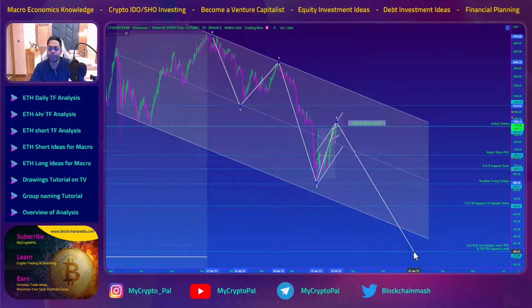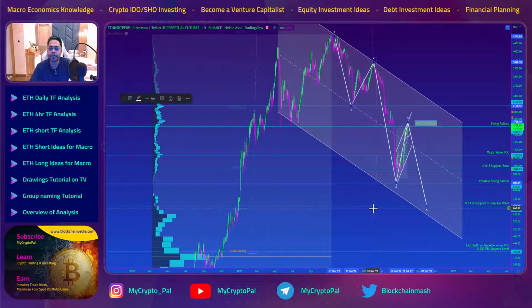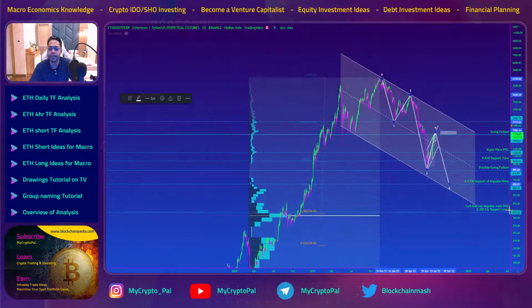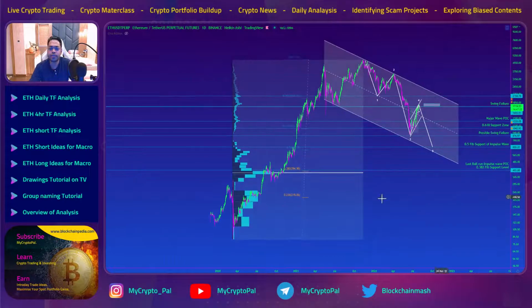Where the 5 will finish, no one knows, but you can see I've marked all the supports for you. This is the 0.5 Fibonacci level support. What I mean by impulse wave is that in the last bull run, this whole pattern from here to here was the big impulse wave.